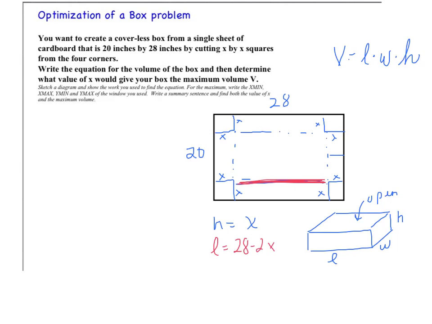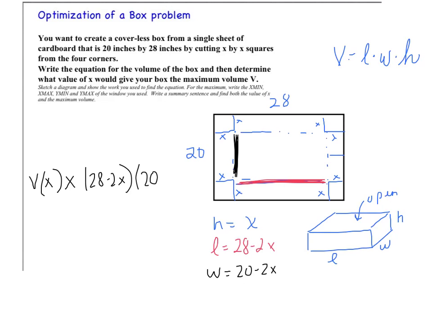The width is going to be this piece right here. If I went all the way across, it'd be 20, so the width is going to be 20 minus 2x. To find the volume in terms of x, I would have length times width times height. So I'm going to have x times (28 minus 2x) times (20 minus 2x).